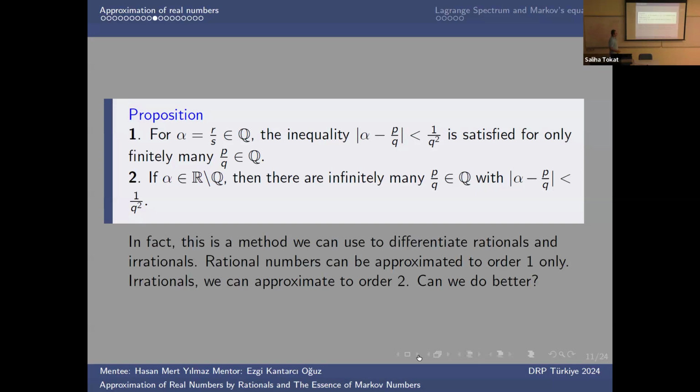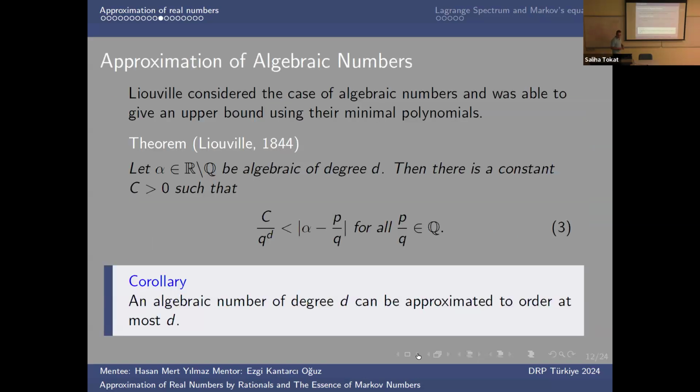We can differentiate whether a real number alpha is rational or irrational just by looking at whether it can be approximated to order 2 or not. Reminder for an algebraic number of degree d. Let alpha be a real number, of course. Alpha is called an algebraic number of degree d if alpha is a root of a polynomial of degree d, and alpha is not a root of a polynomial of degree less than d.